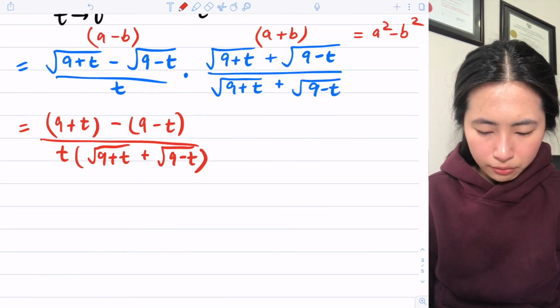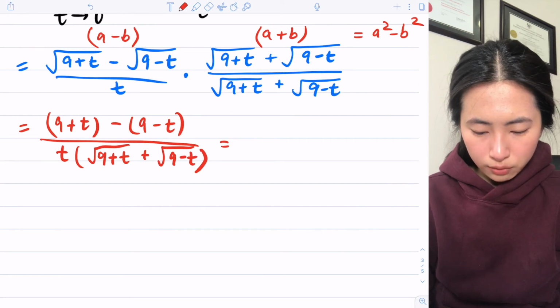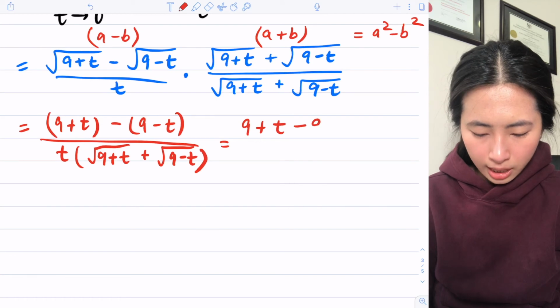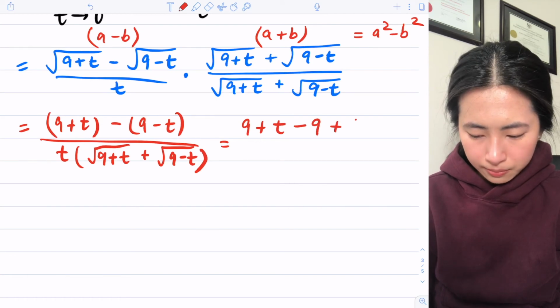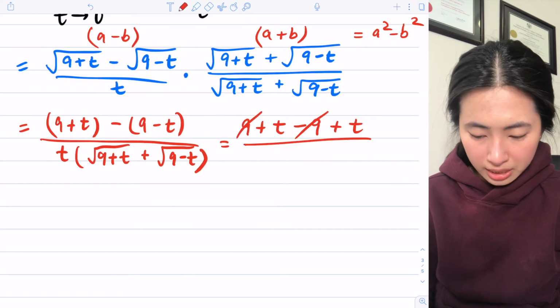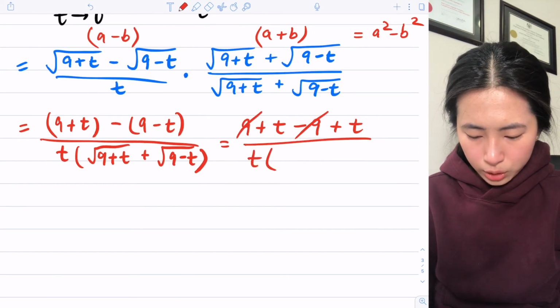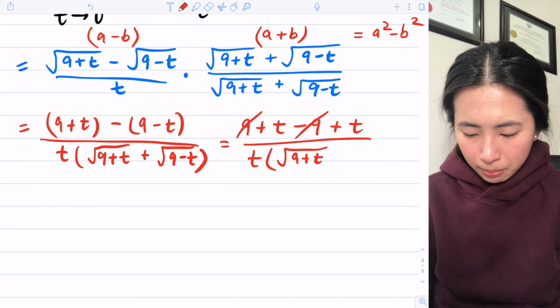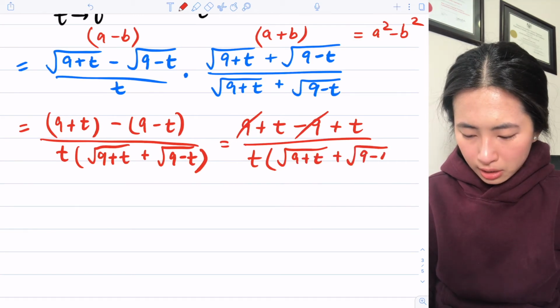And we're able to simplify our numerator by distributing the negative sign into each of the terms. So we have 9 plus t minus 9, and this is plus t. We can cancel out 9 minus 9, so we're left with 2t in our numerator, and this is t over square root of 9 plus t plus square root of 9 minus t.